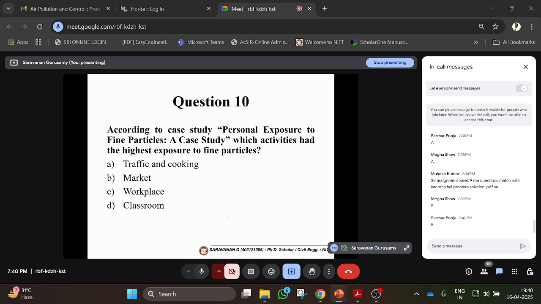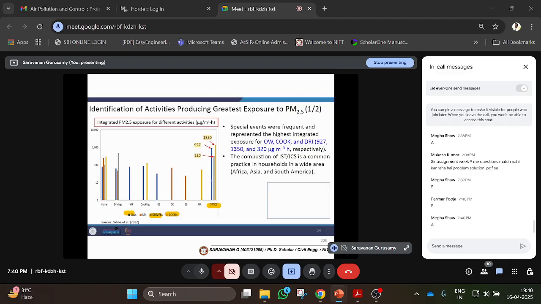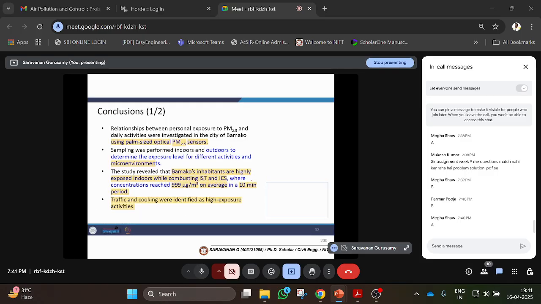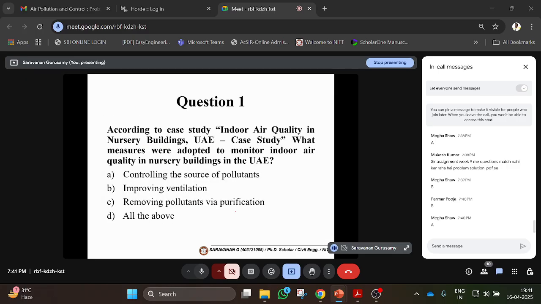Yeah. So question number 10 in 8th week. In the same case study, which activity had the highest exposure to fine particles? Traffic, cooking, market, workplace, classroom. We know cooking will give you lots of smoke and traffic will contribute lots of fine particles. A is correct. Yes, because in this case study, this is the result, right? So cooking will be higher. Here also they have mentioned traffic and cooking are identified as high exposure activities for PM 2.5.